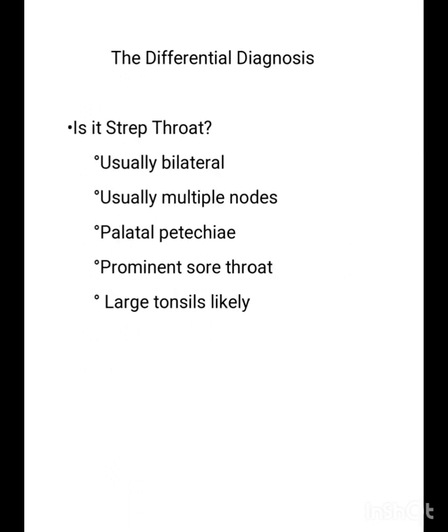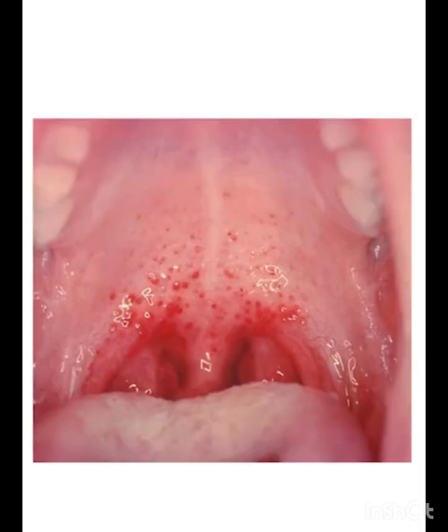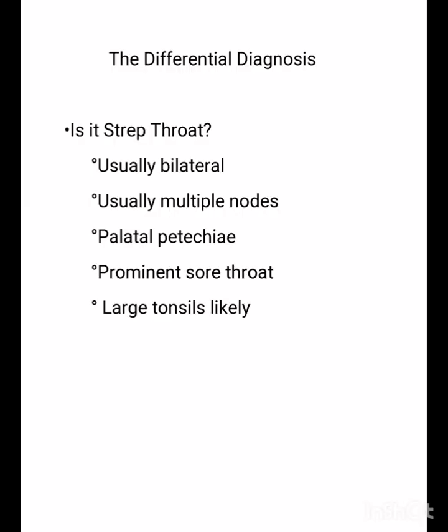So what about strep throat? That usually comes with significant lymphadenopathy. Again, this is usually a bilateral presentation. There are usually multiple nodes. This patient will also have palatal petechiae, as you can see here. It may be purulent, much like EBV, but the palatal petechiae is classic. They will have a prominent sore throat, and they will have a paucity of runny nose and congestion. Large tonsils are likely in strep throat.